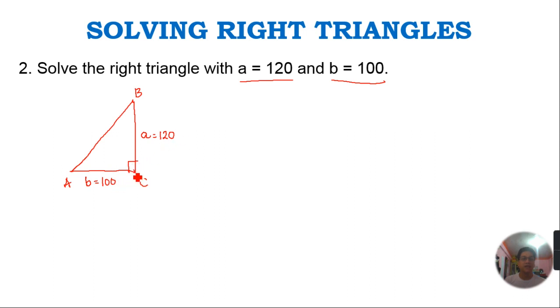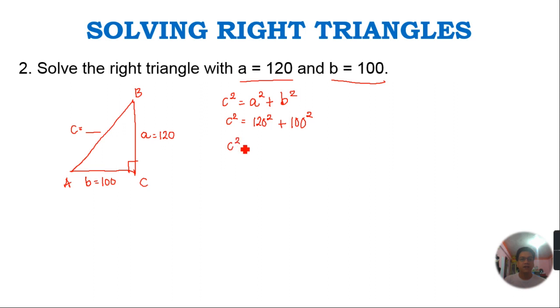Okay, two sides. Now, the first thing to do here is, since we are given the two sides, we can solve for the remaining side. This is the hypotenuse, so C. Now, we need to find the value of C. Now, we use the Pythagorean theorem. So that is C squared is equal to A squared plus B squared. So C squared is equal to 120 squared plus 100 squared.